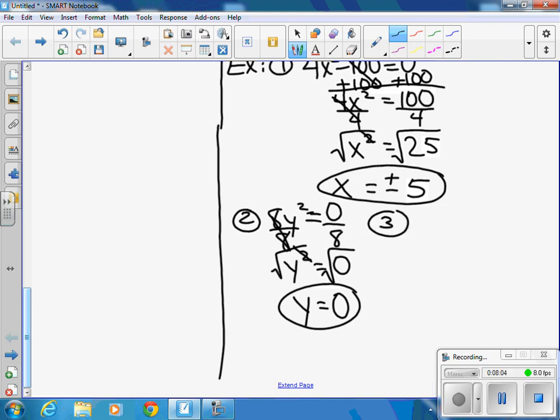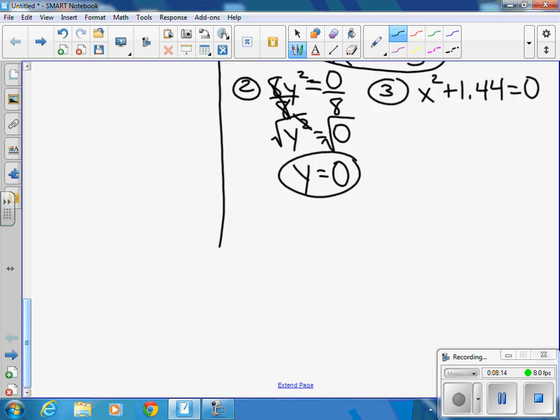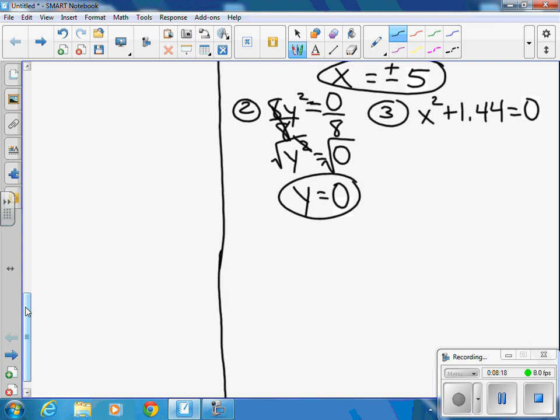The third one we want to take a look at, if we have x squared plus 1.44 equals 0, and yes, you can have decimals stuck in these equations, right? You can also have fractions in there. You deal with them the way you normally would deal with them in any equation that you have, right? So if I want to get x squared by itself, the first thing I have to do is subtract 1.44 from both sides.